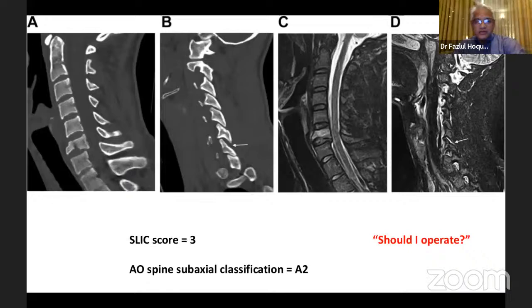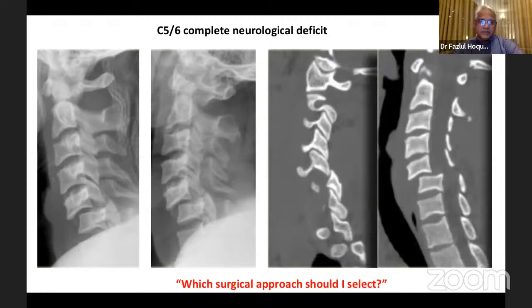As you see, this is one case example. This is a burst fracture and the tension band injury is indeterminate. If we classify it, it is a SLIC score 3 and AO classification 2. The question arising is regarding treatment: what should we do? Another situation: you see a complete neurological deficit, C5, C6 fracture dislocation with locked facet. So what would be the approach? These things come very frequently to our mind in our day-to-day practice. That's why we are very much concerned about the surgical decision making for our patients.